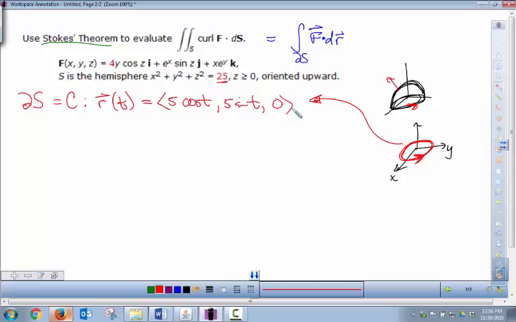And since we are dealing with this in 3 dimensions, and we only really have 2 dimensions, then the z component must be equal to 0. And then if we take this from 0 to 2 pi, then we've completed that whole thing.